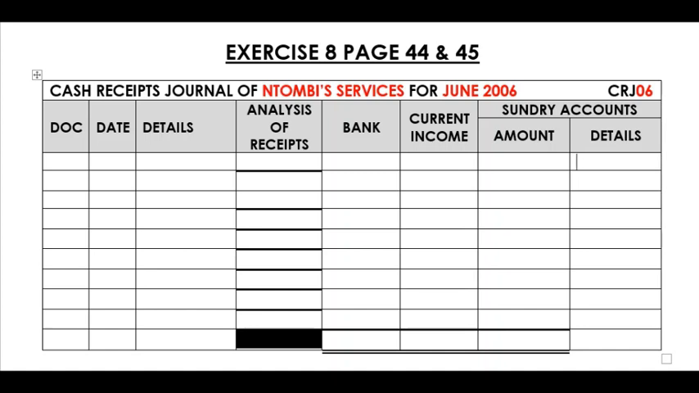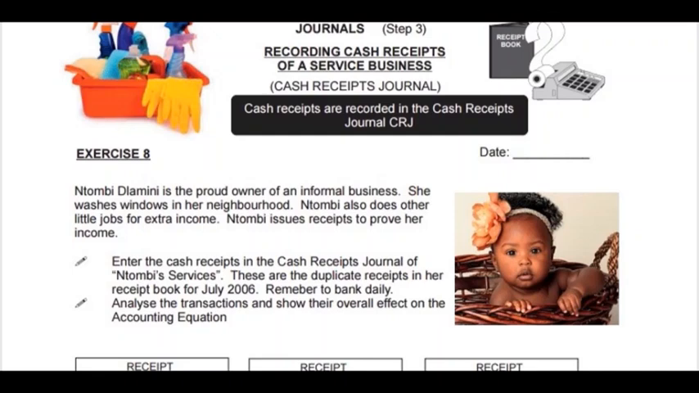Okay, so without further ado, I'm going to direct you to exercise 8 in your textbook that looks like this, and we're going to go through it. It says, Ntombi Dlamini is the proud owner of an informal business. She washes windows in a neighborhood. In other words, she delivers a service. Ntombi also does other little jobs for extra income. So every single little job that she does, for example, cleaning a car or driving kids around or whatever, will also earn her some money, and all of them will be services.